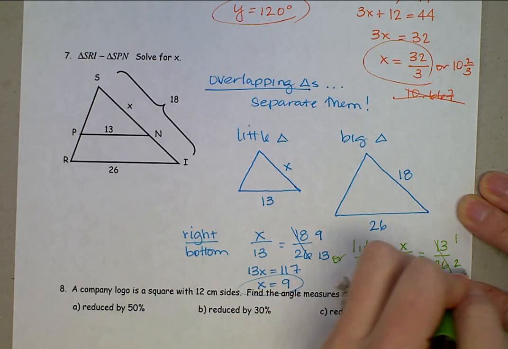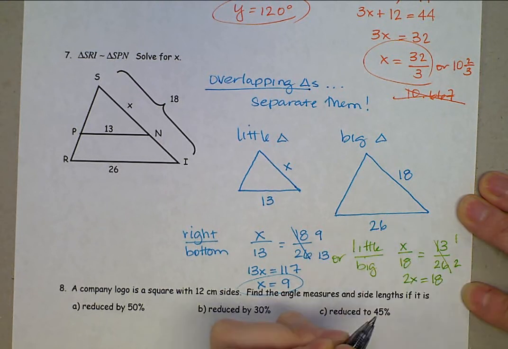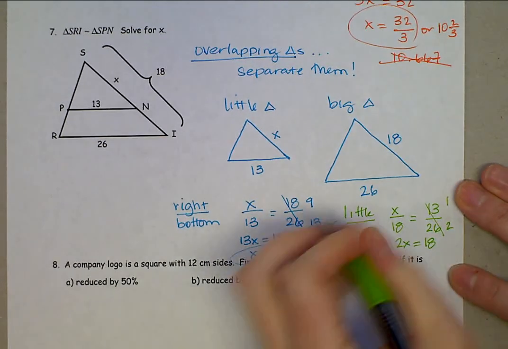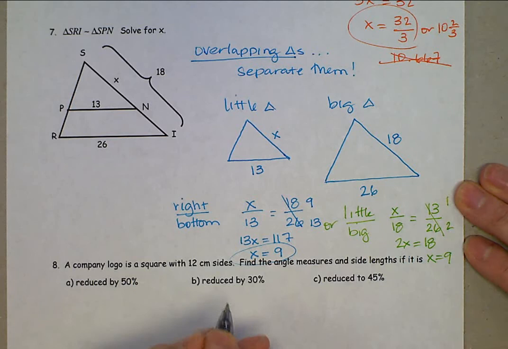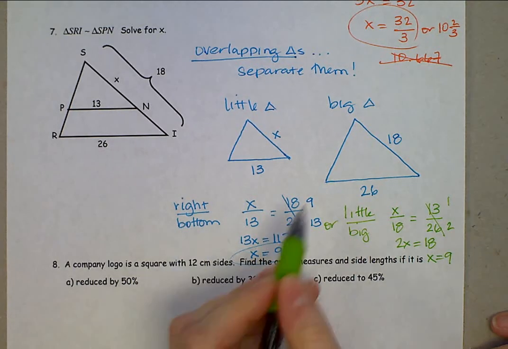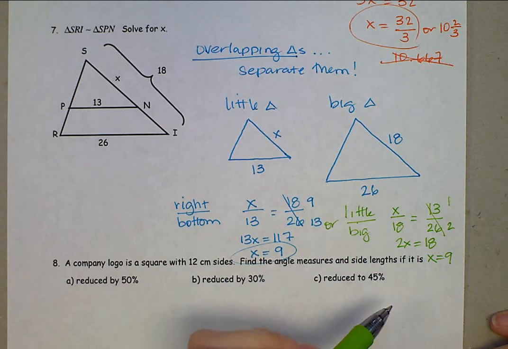You get 2x equals 18. I'm going to kind of squeeze it in the bottom because we already know the answer. Divide by 2. 18 divided by 2 is 9. So regardless of the way that you choose, you can go right over bottom in each triangle to get your proportion, or you could do little over big. It does not matter as long as whichever way you choose, you stick with that same pattern. Okay, either way you end up with 9 for x.